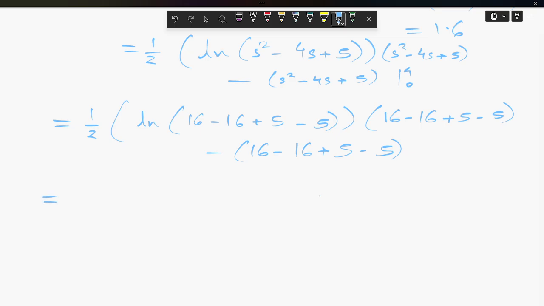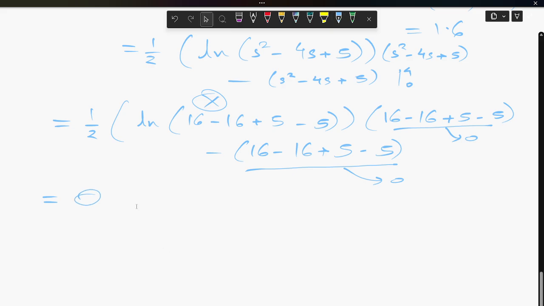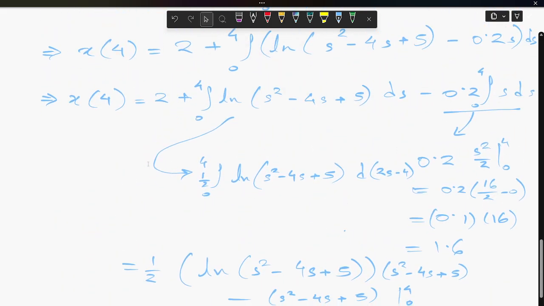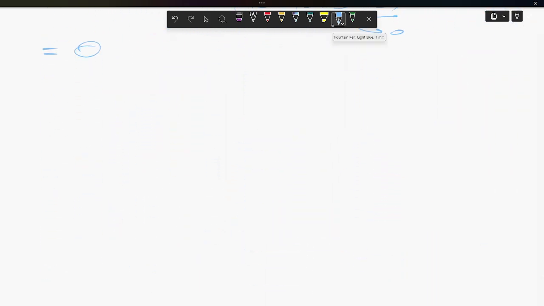Okay, so this thing is 0 and this thing is also 0. So this thing need not be calculated, so we would get 0. Okay, so this middle part will be 0, so we would get 2 plus 0 minus 1.6. So our x of 4 is equal to 2 plus 0 minus 1.6. So the answer will be 0.6. Very good. Meter.